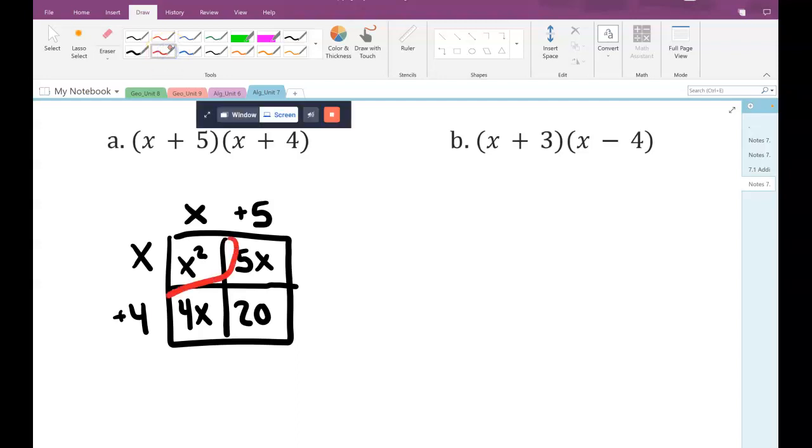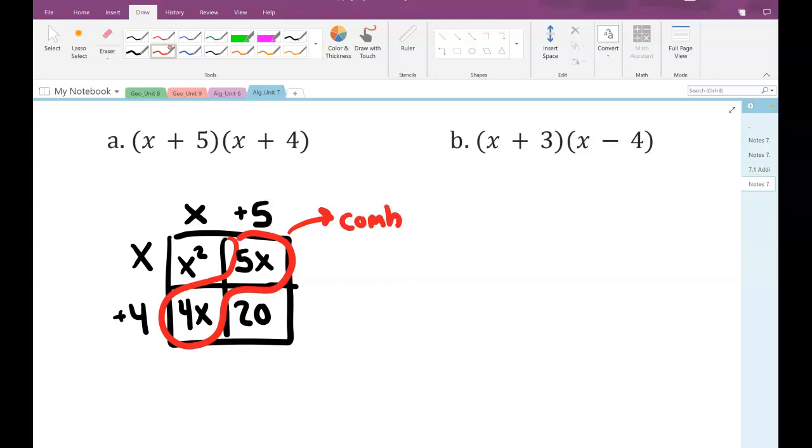So, looking at this diagonal in our box, when we're doing the box method, on some diagonals you'll have like terms. Like this is a like term, so we can combine these. All right. So we take 5x plus 4x, that's 9x. So I like doing this so I can group my like terms together, but we're combining like terms.